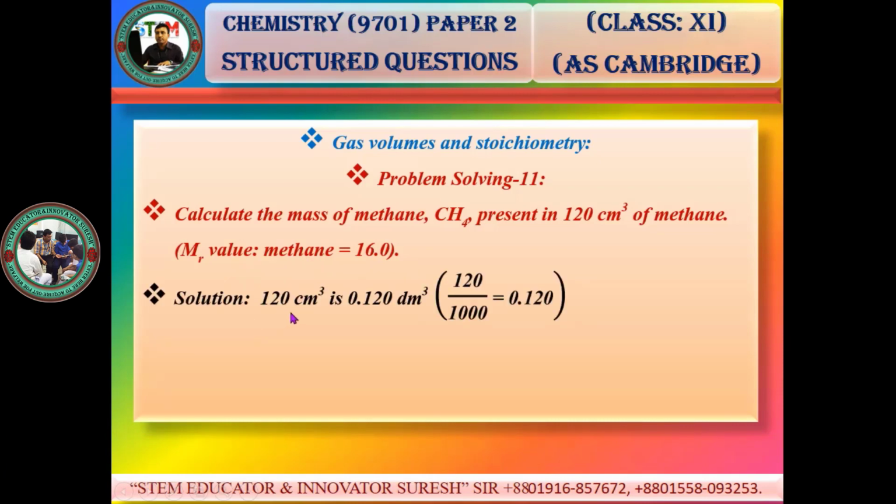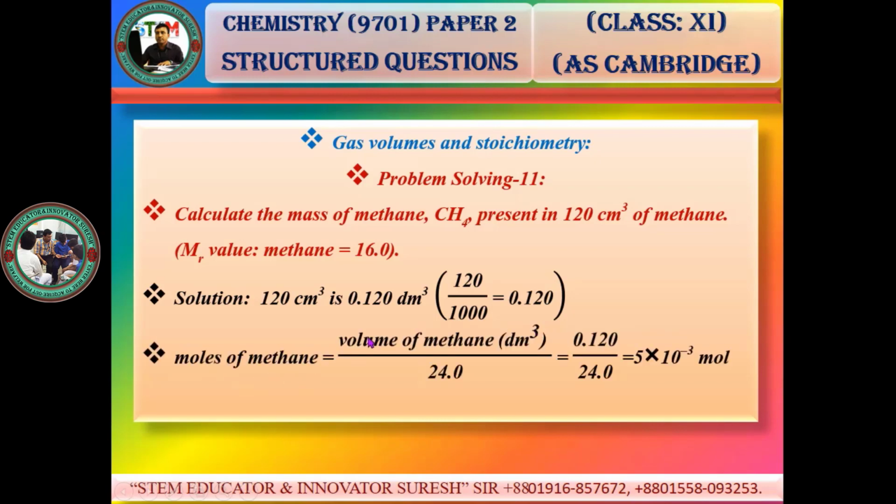Solution, look at this, 120 cubic centimeter is 0.120 dm cube, and we are getting it by dividing by 1000 because we know the factor to convert cm cube to dm cube is 1000. 1000 cubic centimeter is equal to 1 dm cube. So after doing it, we are getting 0.120 dm cube. Moles of methane equals volume of methane in dm cube divided by 24.0, which is the molar gas volume at RTP. And after doing it, 0.120 divided by 24.0 equals 5 into 10 to the power minus 3 mole.